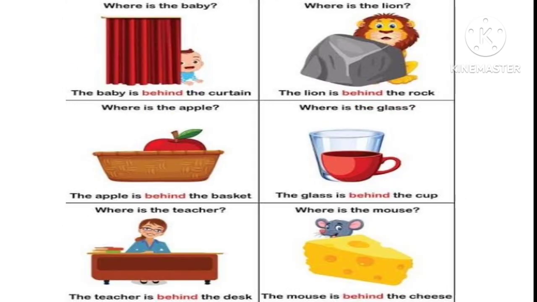Let's look at another set of examples. Where is a baby? The baby is behind the curtain. Where is a lion? The lion is behind the rock. Where is the apple? The apple is behind the basket. Where is a glass? The glass is behind the cup. Where is a teacher? The teacher is behind the desk. Where is a mouse? The mouse is behind the cheese. These are the examples of prepositions of behind.